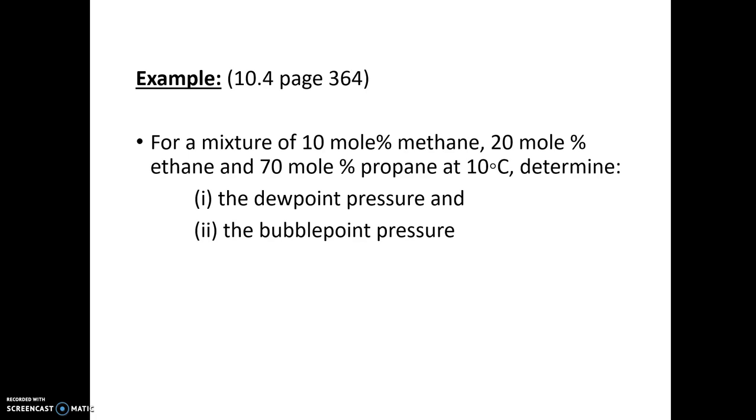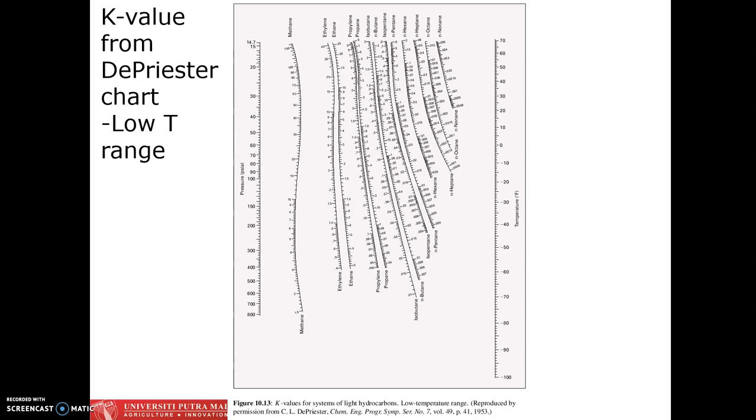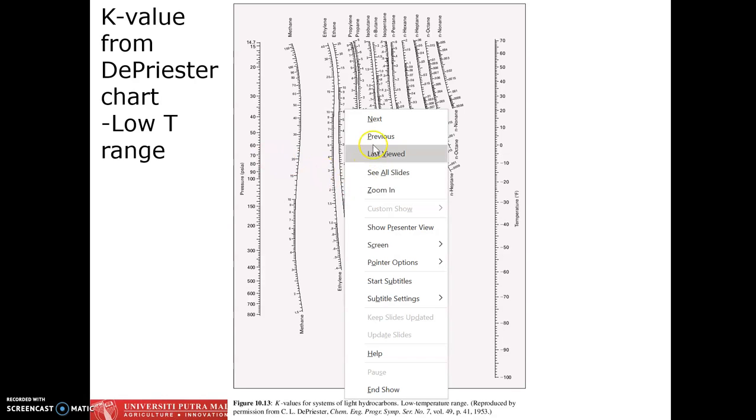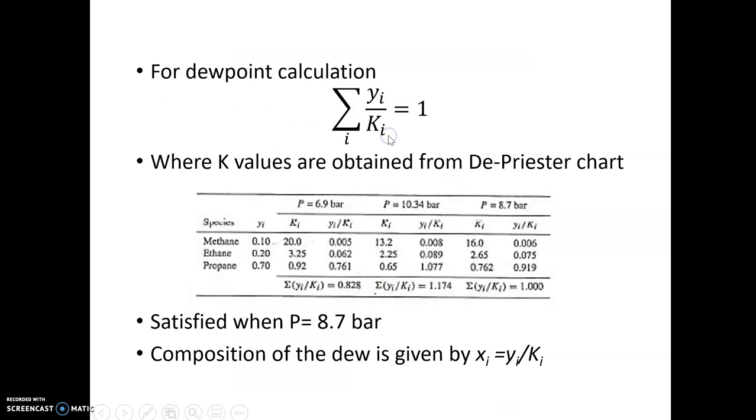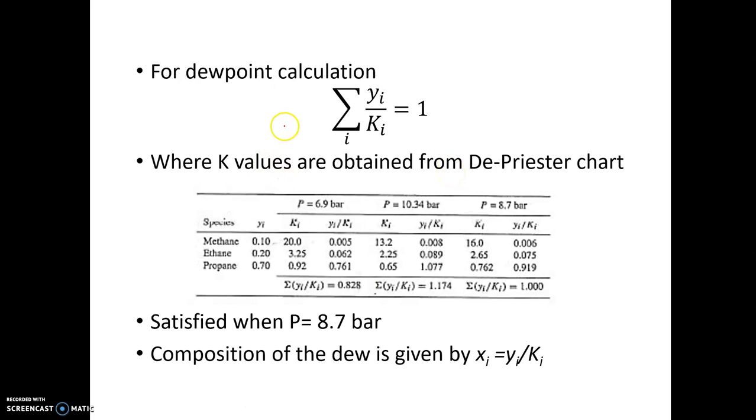Okay. So if you look at the example, a mixture of 10 mole percent methane, 20 mole percent ethane, and 70 mole percent propane at 10 degrees C, determine the dew point pressure and the bubble point pressure where the K values are given in the figure. Yeah, this is the figure. The K values are already calculated and given in the figure. It's very small here, so I hope you can see it from the textbook too. So what you have to do is basically trial and error, for example for the dew point calculation, this is the equation.